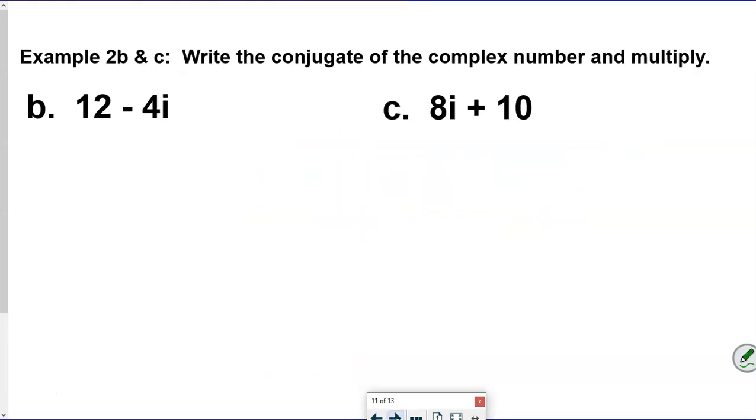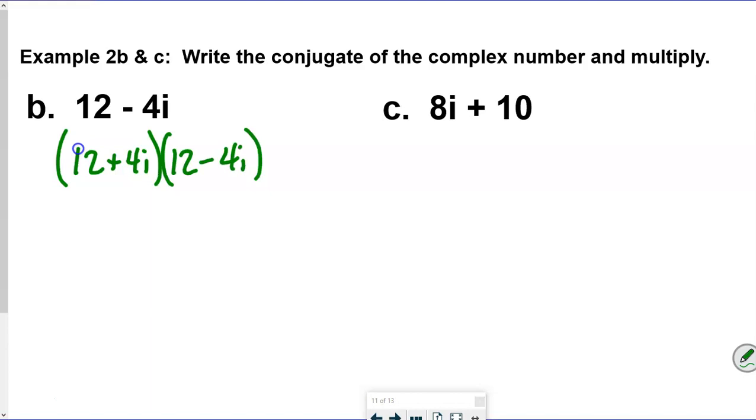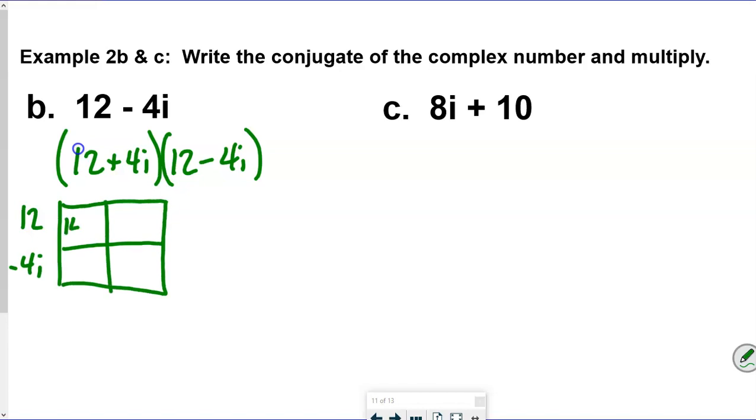So we're going to do a couple more examples here. It says write the conjugate of the complex number and then multiply it. So the conjugate, remember again, we're just changing the imaginary part. So that's going to be plus 4i. And now I'm going to go ahead and multiply these two things together. 12 minus 4i, that was our original, right? So here again, I'm going to put 12 and minus 4i down here, and I'm going to create my box right here. That's 144. That's going to be 48i, negative 48i, and negative 16i squared.